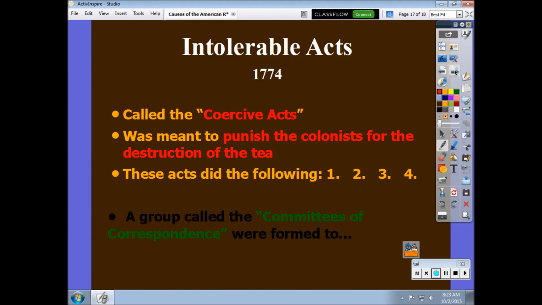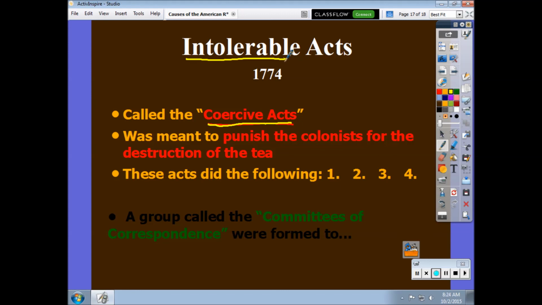Because at this point, the British government says, okay, we've had enough. You can't continue to behave this way. We're going to pass a law that is going to coerce you to behave. It's going to force you to behave. And the result is that the Coercive Acts, where coerce means to force, really become known as the Intolerable Acts, because the colonists say, we can't tolerate these. They're meant to punish the colonists for the tea.